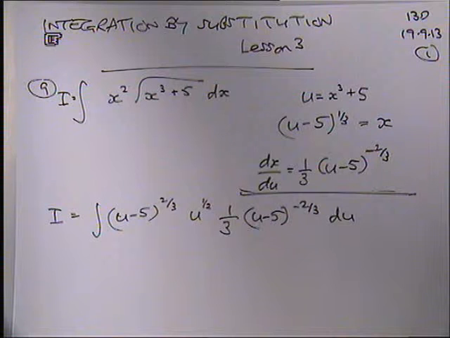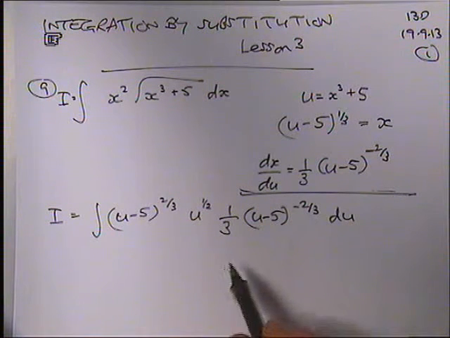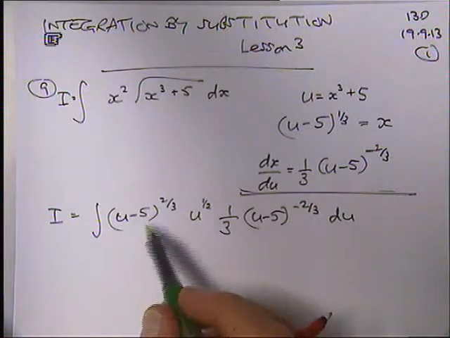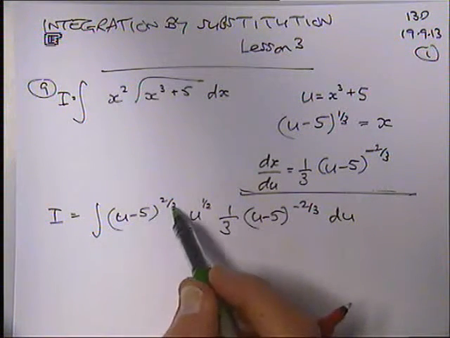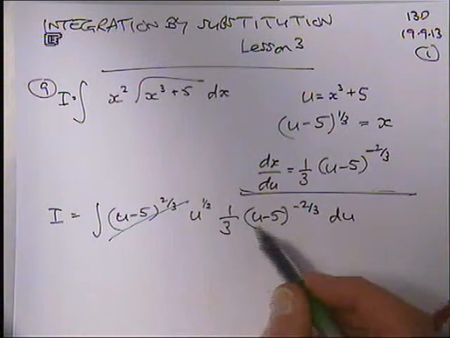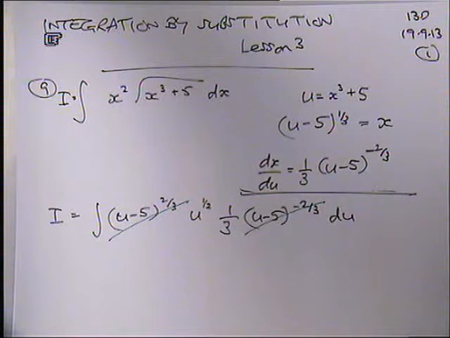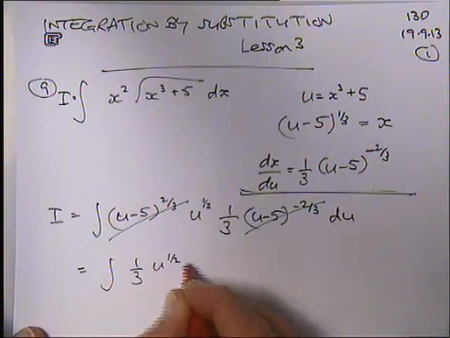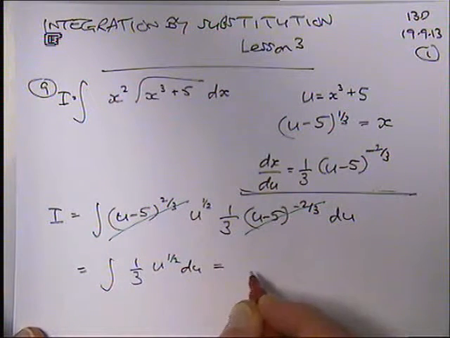What nice stuff has happened? Can cancel. Yeah, okay. Bracket to 2/3, same bracket to minus 2/3, so they just disappear. So I'm left with the integral of 1/3 u to the half du. Normally I would take that multiplier through the integral sign.